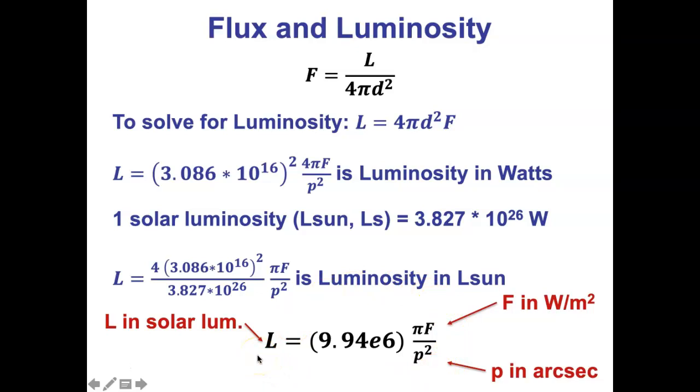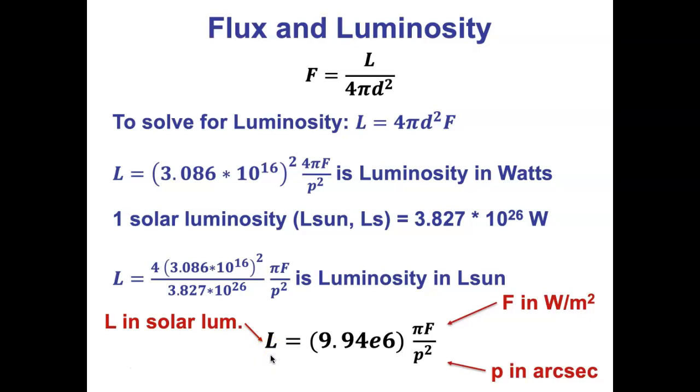And so this equation here doesn't look very simple. It's a little bit of an awkward expression, but this is the simplified version where you plug in the flux in watts per square meter, which is the unit we use. You plug in the parallax in arc seconds, like we always do, and you simplify this expression, and that gives you the luminosity of any star in solar luminosities.